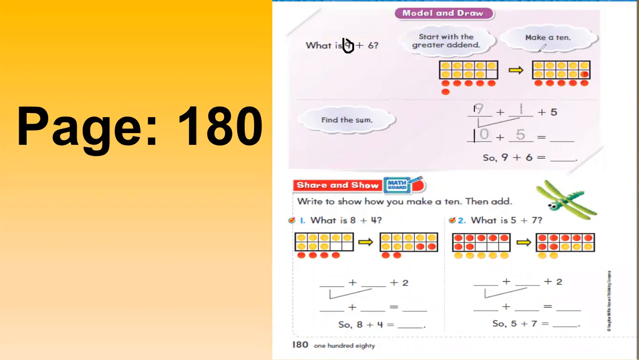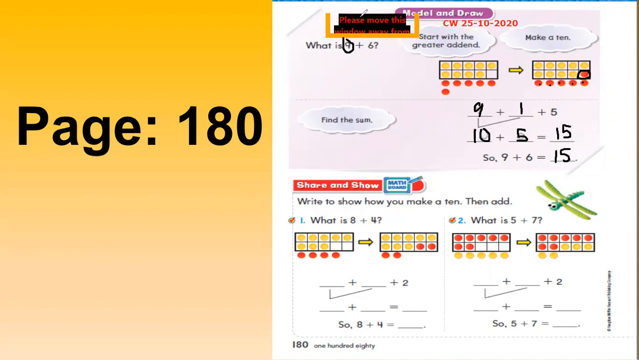Yes, excellent. Asil, Nurleen, and Aline. Yes, very good girls. Now, to question number 1, write to show how you make a 10. So we are going to make a 10 inside the 10 frame and then add. So with question number 1, what is 8 plus 4? So which is greater here, 8 or 4? Look at the number.